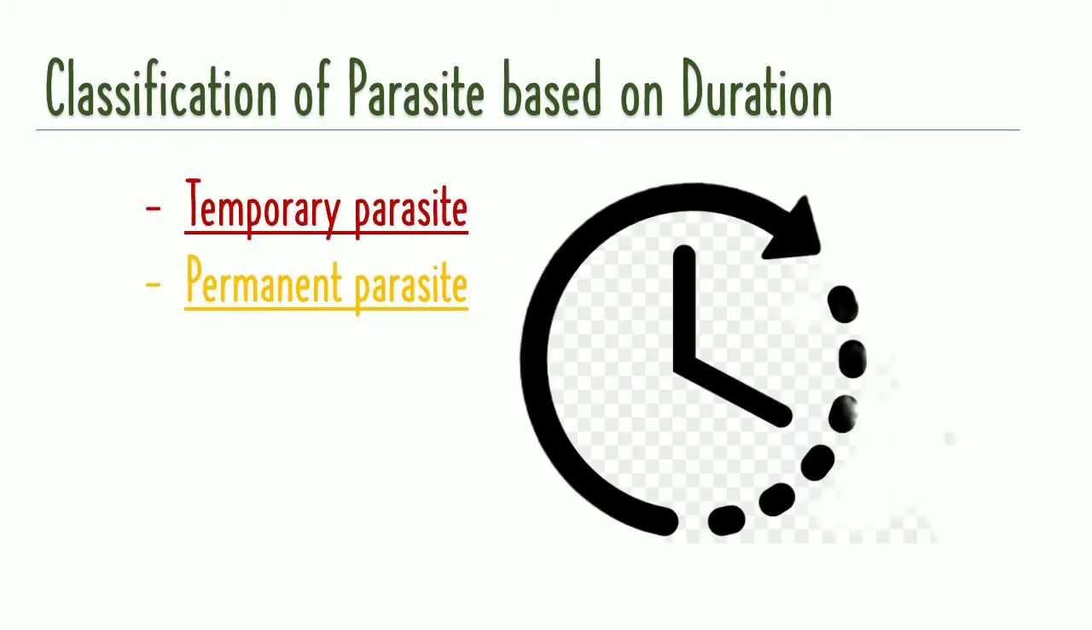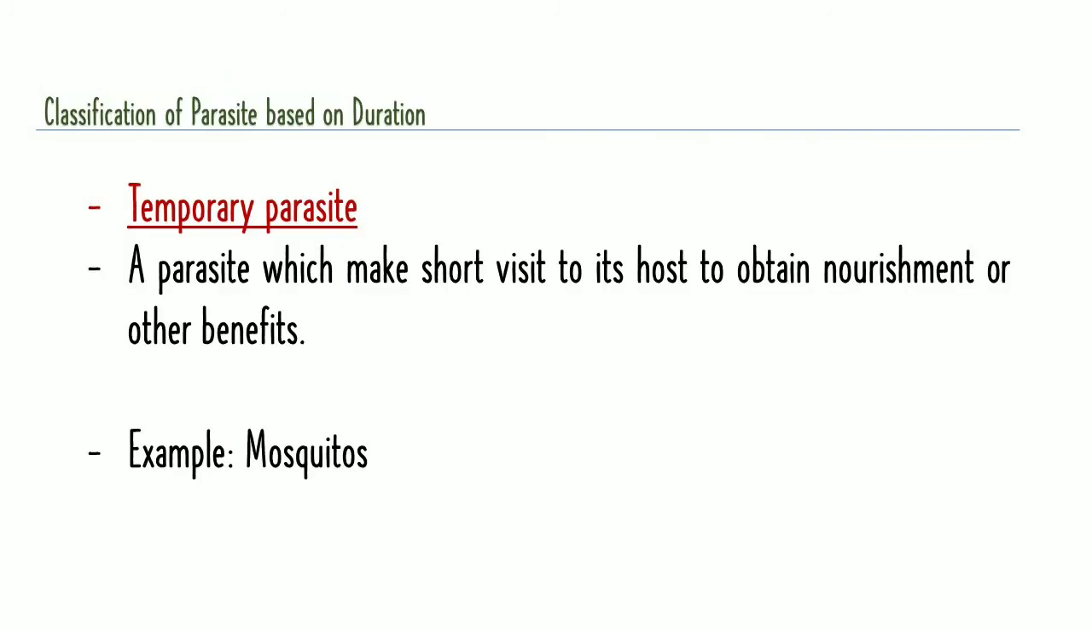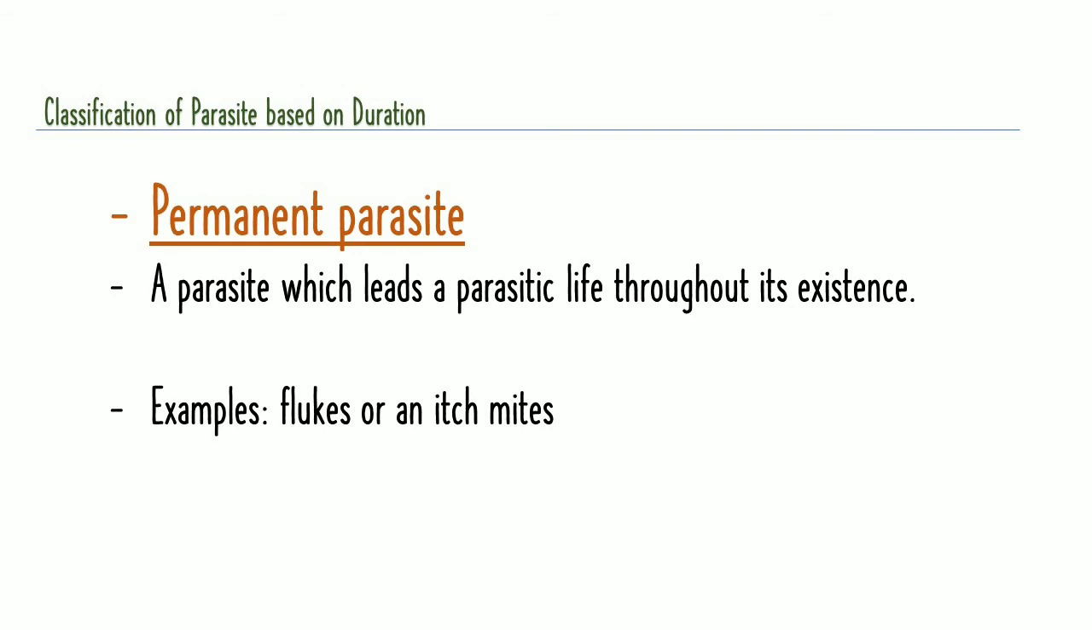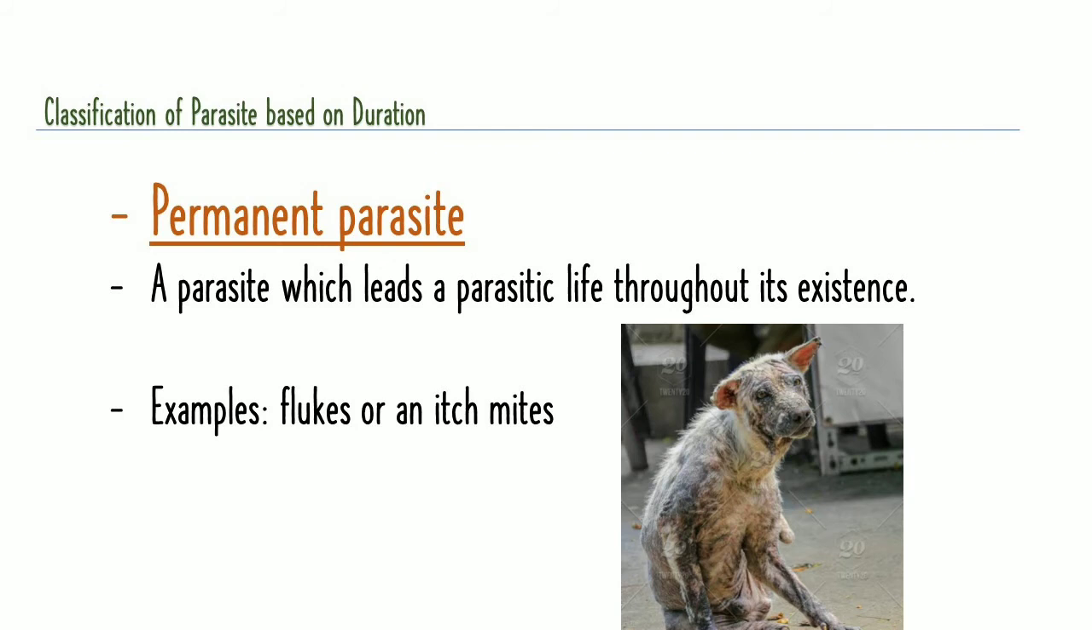A parasite is also classified based on duration: the temporary parasite and the permanent parasite. A temporary parasite is a parasite which makes a short visit to its host to obtain nourishment or other benefits. An example of a temporary parasite is the mosquito. A permanent parasite is a parasite which leads a parasitic life throughout its existence. Examples: flukes or itch mites.